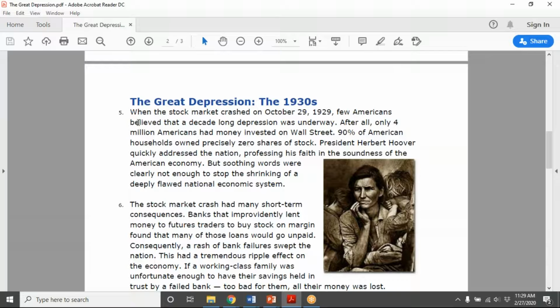Okay, so let's look at the Great Depression. Nadia, could you read paragraph 5?